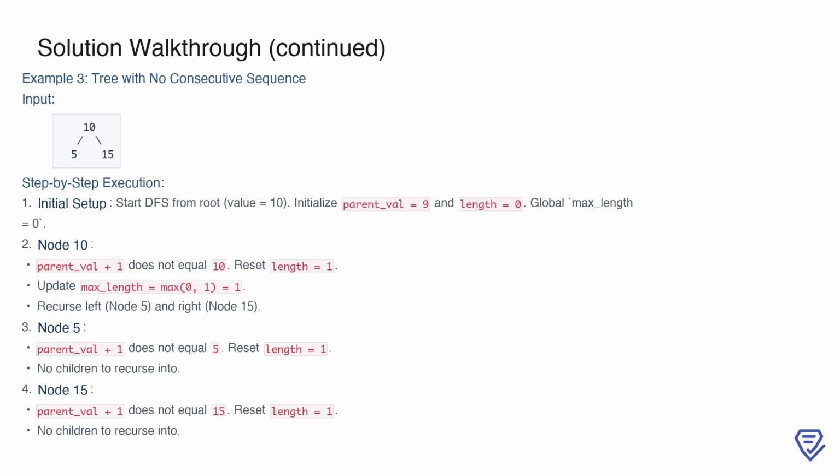Node 5 has no children, so we return to node 4 and explore its right child, node 6. At node 6, the condition breaks again, and length resets to 1. Since node 6 also has no children, the traversal for this tree ends. The longest consecutive sequence in this tree is from node 2 to node 3, with a max_length of 2.